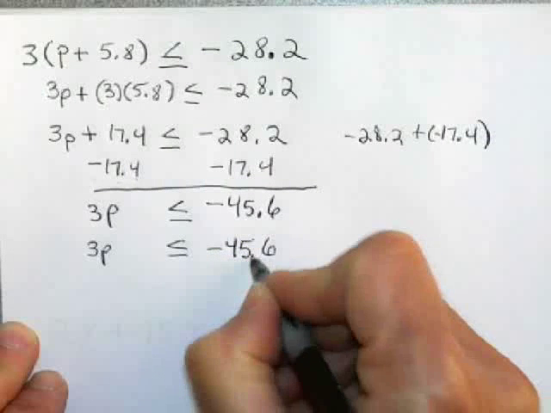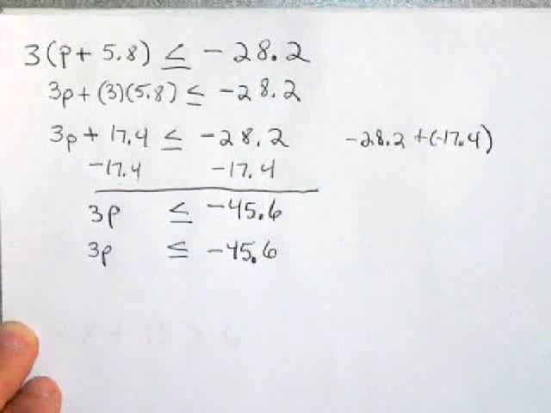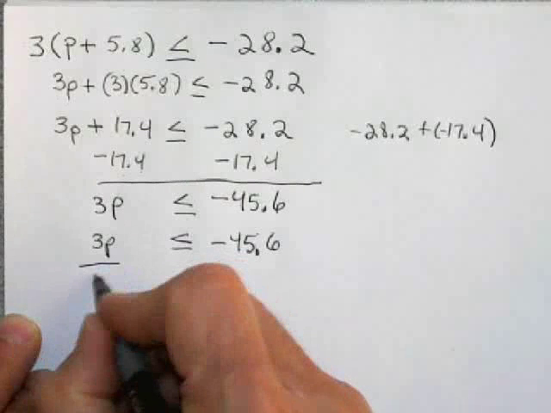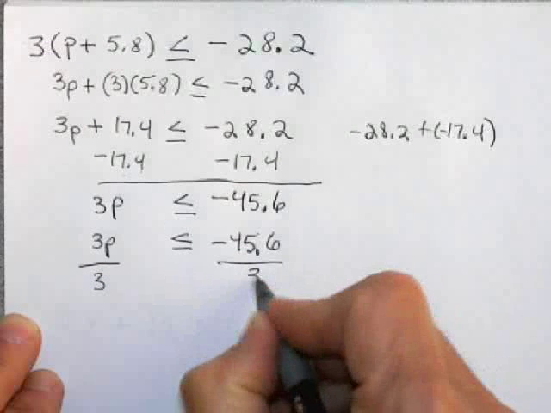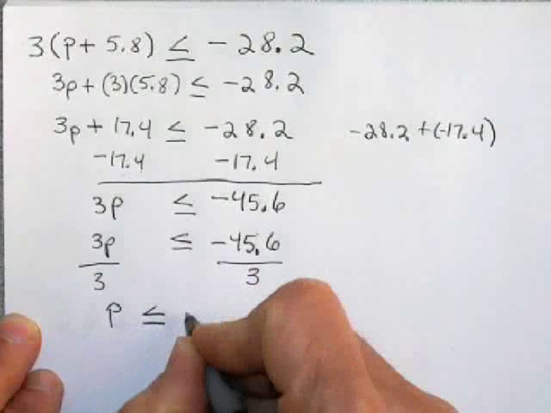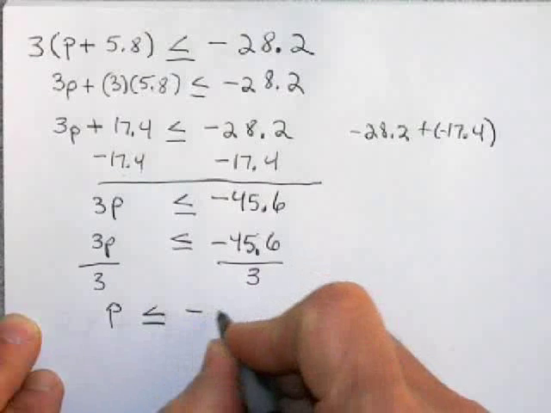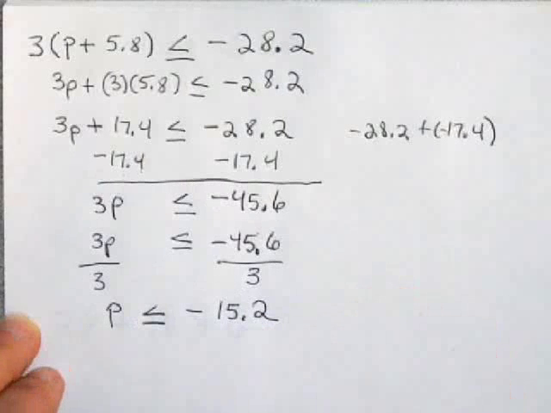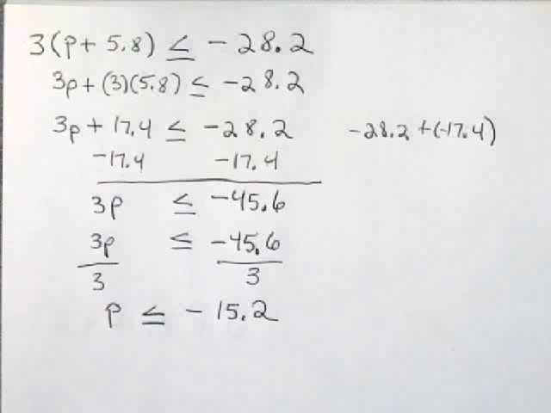And I'm dividing by a positive, so I do not need to flip my symbol. I'm just going to slide this up a little. And p is less than or equal to negative 15.2. And that is solving a multi-step inequality using the distributive property.